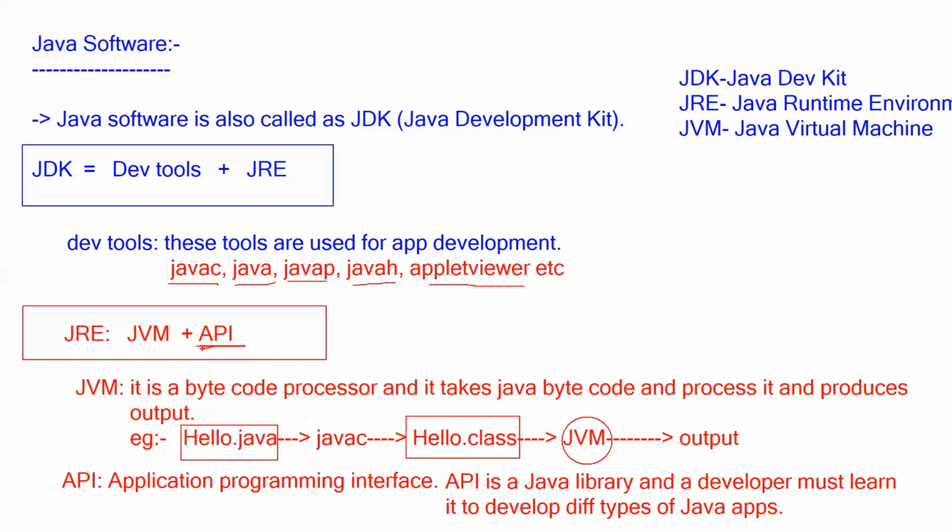All right. So the Java software is mainly called JDK, nothing but Java Development Kit. It has two parts, dev tools and JRE. Dev tools means the tools that are helpful for developing Java applications, like javac, java, javap, javah, appletviewer, etc. And the JRE in turn has two parts: one is JVM, another is API. JVM is a bytecode processor that runs the bytecode and produces the output. And API means a Java library, which is required for the Java application at runtime. So this is simply about Java software.